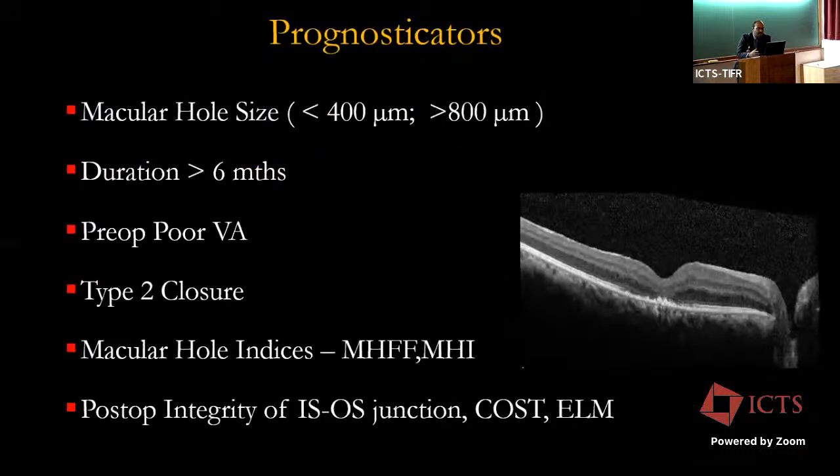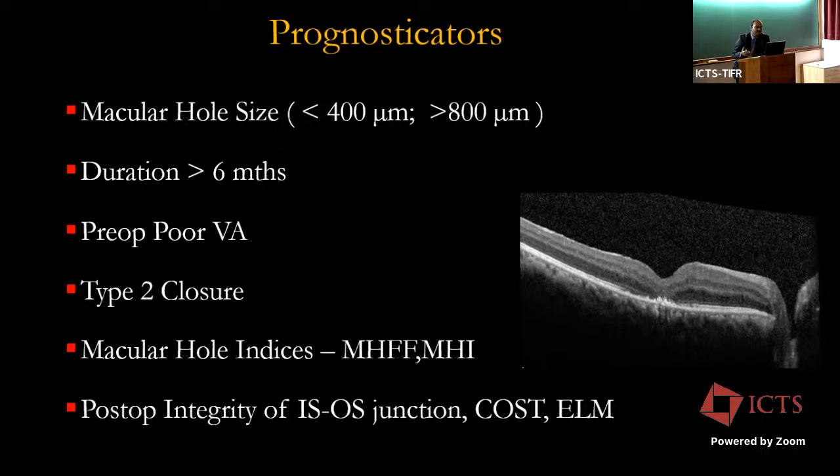So prognosticators: macular hole size, if it is less than 400 microns, good. More than 800, not so good. Duration more than 6 months, outcomes will be poorer. The starting pre-op poor visual acuity usually ended up with poor acuity after surgery. Type 2 closures did not have good acuity outcomes. Macular hole indices help understand.